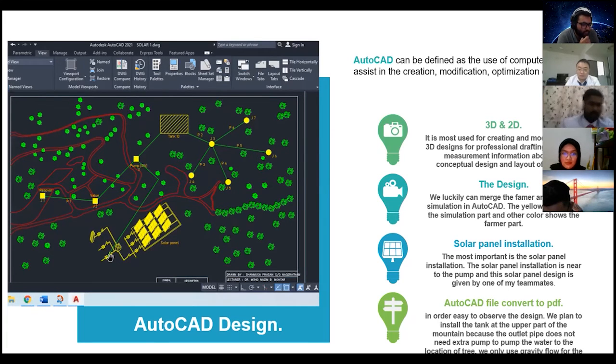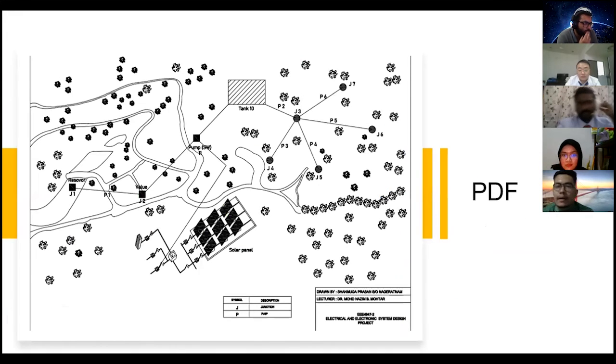Before moving on, I just want to explain about the tank. The reason why we put the storage tank in the mountain area is because we want to distribute the water by gravity flow. If we put the storage tank in the mountain area, then only can we supply the water to each acre by gravity flow. So let's move on to this, the PDF form. This is the PDF form converted from the design.